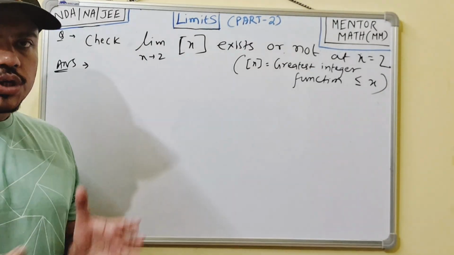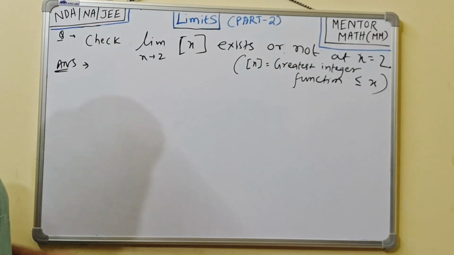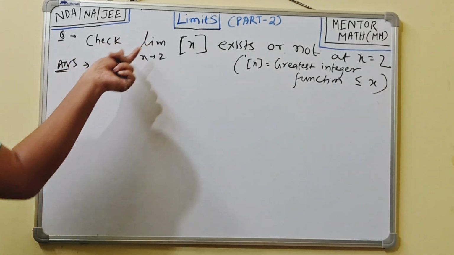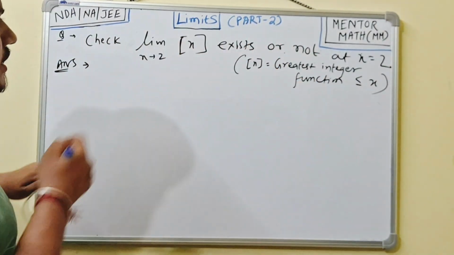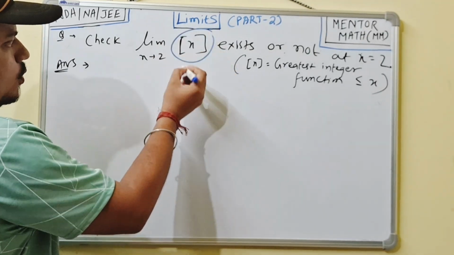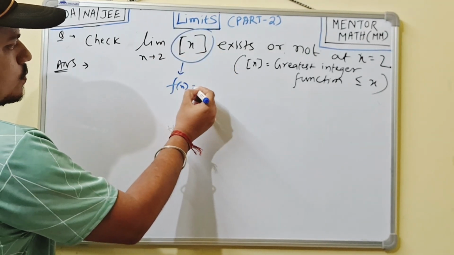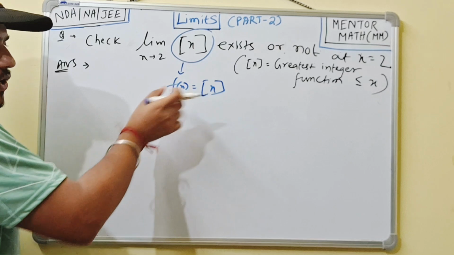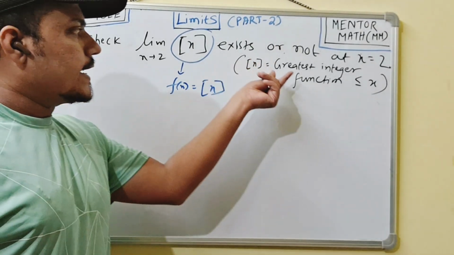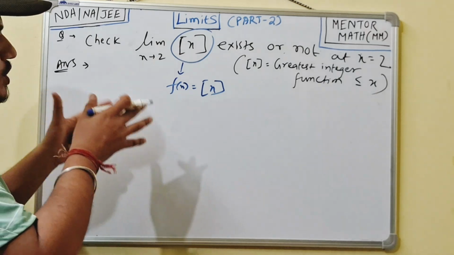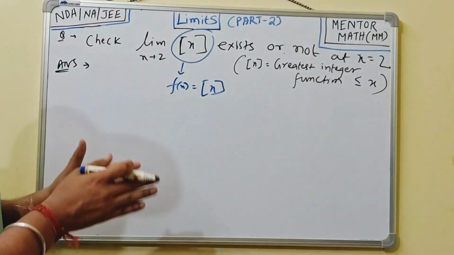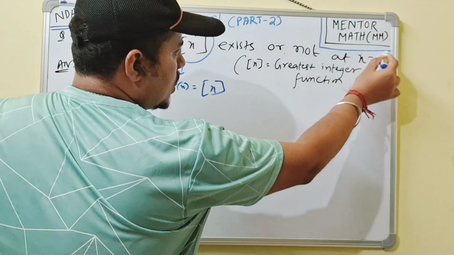Okay, so now comes your another question, number 2: check whether limit x tends to 2 of [x] exists or not. The function is given, f(x) is equal to [x], and you know from your function chapter that this is the greatest integer function, the greatest integer less than or equal to x. So in that question you have to check whether the limiting value exists or not at that particular point x equal to 2.